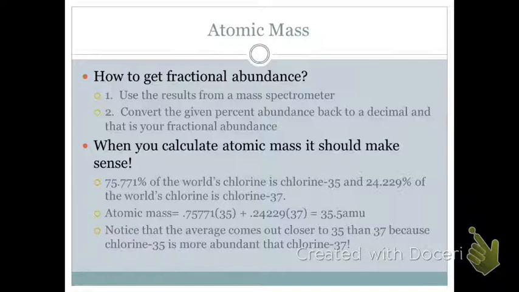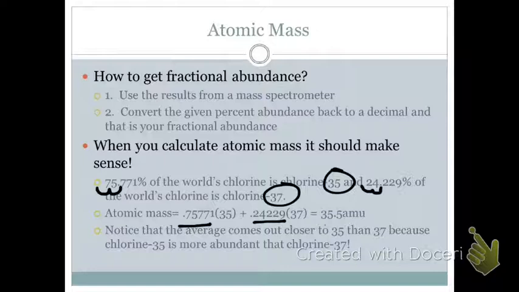When you calculate atomic mass, it should always make sense. So when you get a problem like this: 75.771% of the world's chlorine is chlorine-35, and 24.229% of the world's chlorine is chlorine-37. Take the percentages, which in this case you were given, and convert them to decimals. Move it 2 to the left, and this is what I get. Multiply them times their mass numbers, add them up, and I get 35.5 AMU.